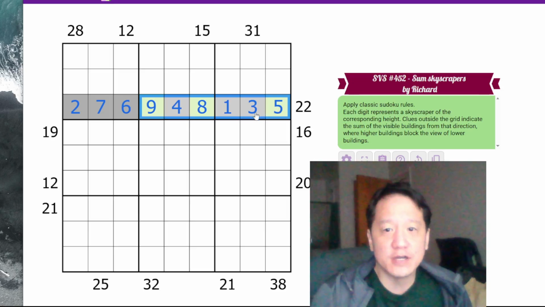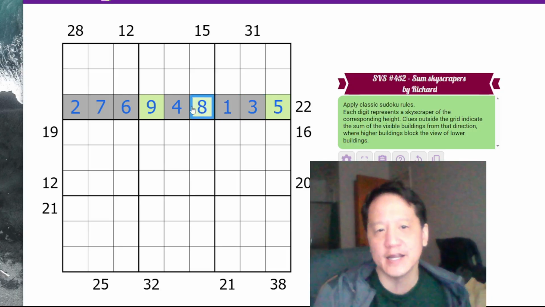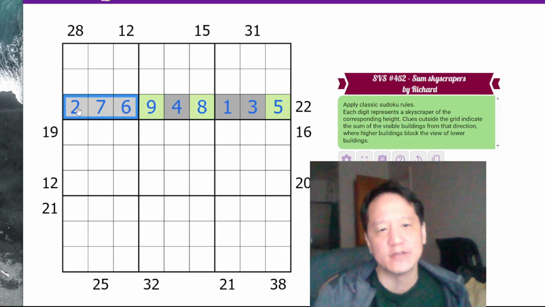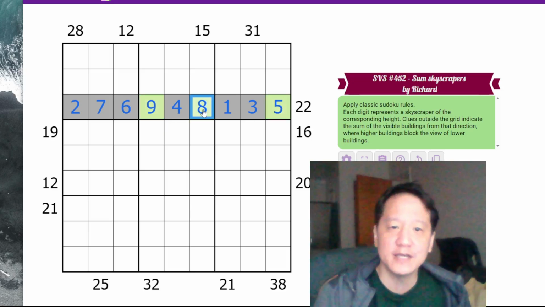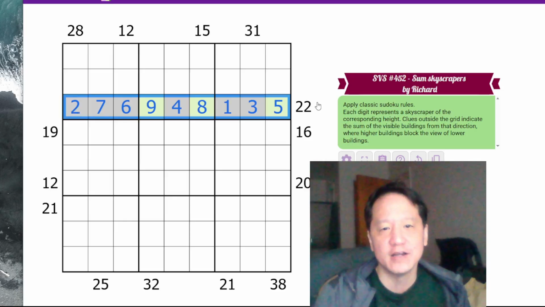So again, each digit represents the skyscraper of a corresponding height. So this would be height 5, height 3, height 1, height 8, etc. And since lower buildings are blocked by higher buildings, it sees only the 5. It does not see the 3 or 1. It sees the 8. It does not see the 4. It sees the 9, and it does not see 6, 7, and 2. Now, if you add up the digits of the skyscrapers it sees, 5 plus 8 is 13 plus 9 is 22.